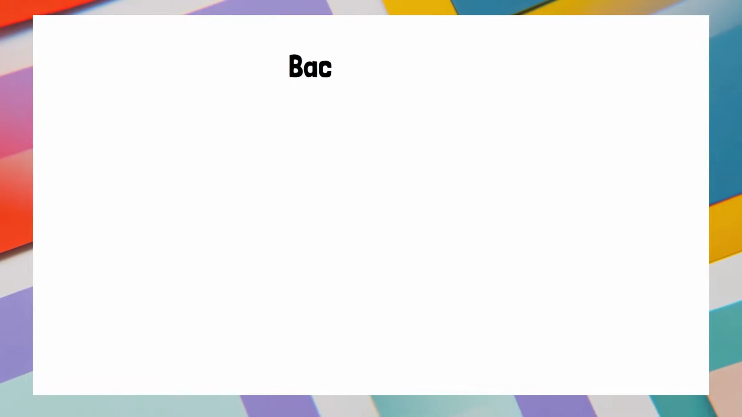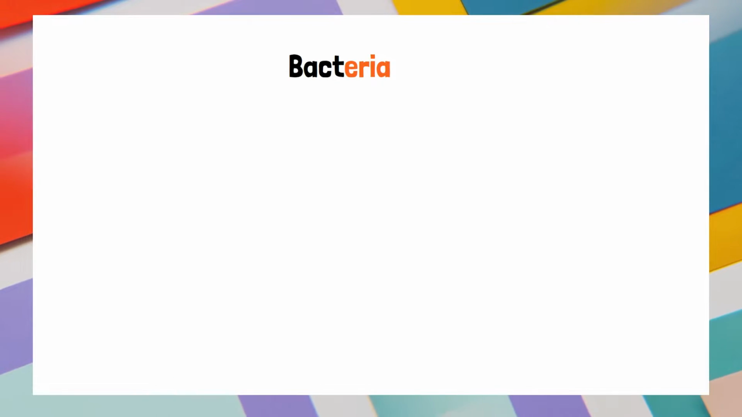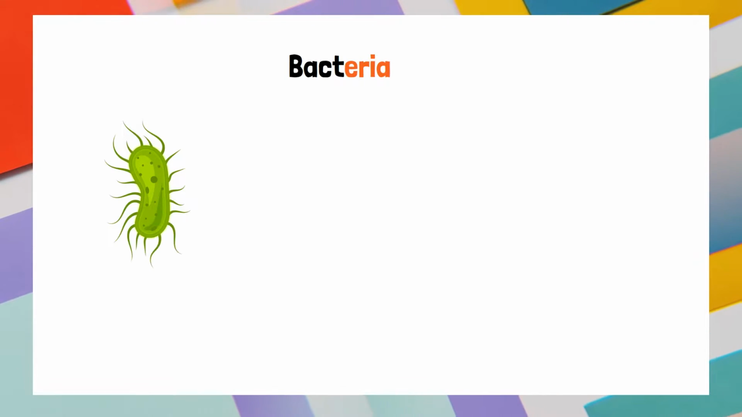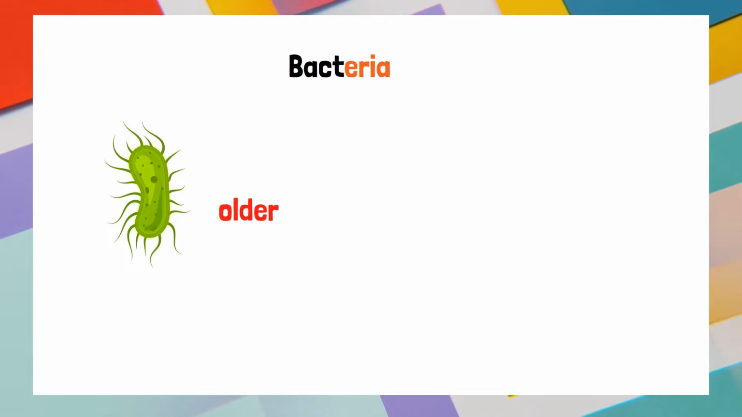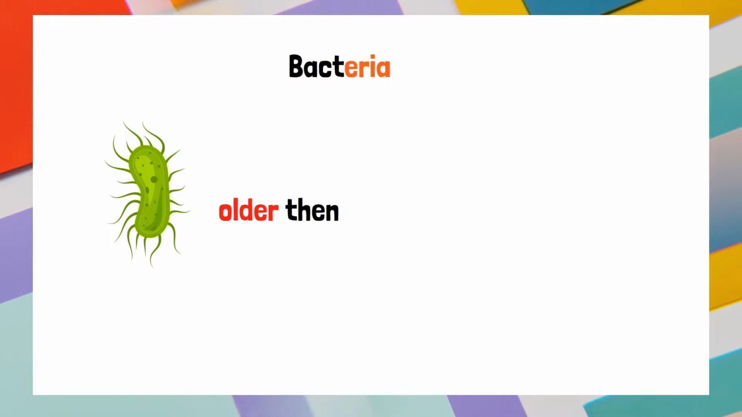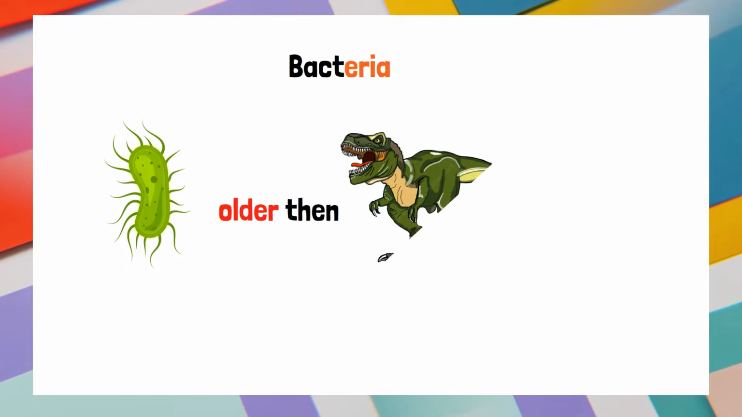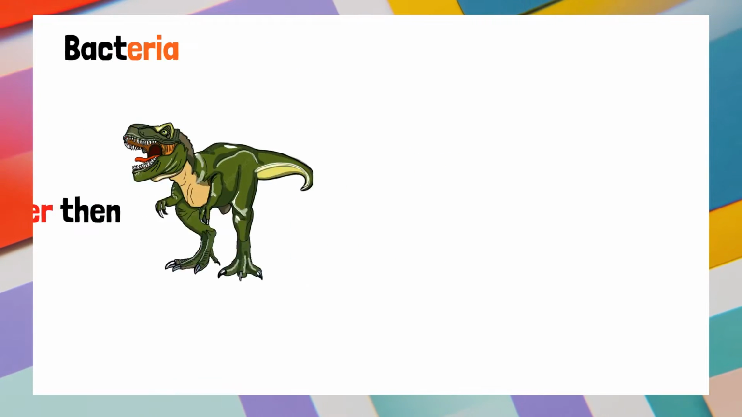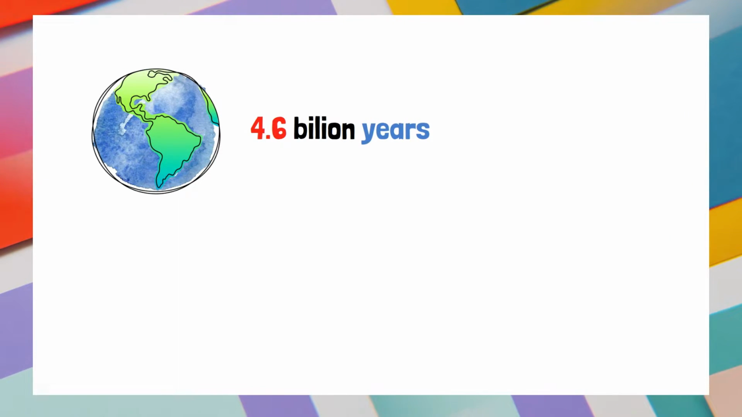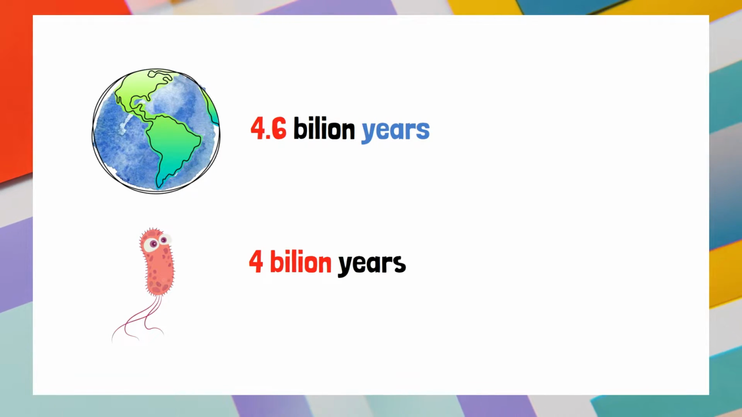Now let's go and see bacteria in the microscope. But first, what is a bacterium? Bacteria, aka germs like we call them, are the oldest living organisms on earth, even older than dinosaurs. Can you imagine, the earth is 4.6 billion years old, and bacteria are 4 billion years old, as research says. Bacteria are so small that you cannot see them with your eyes.